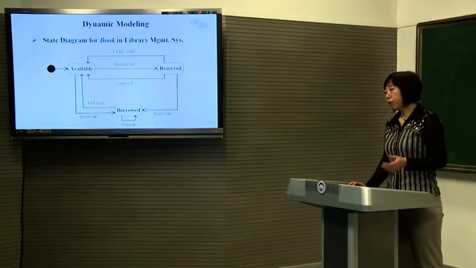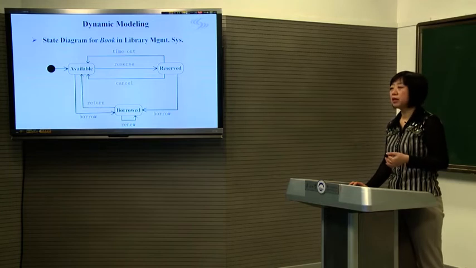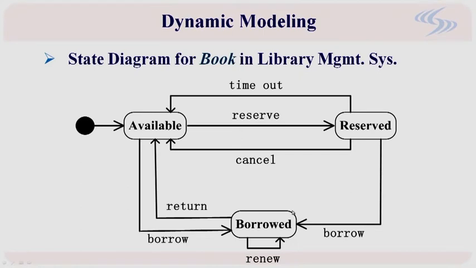If the borrower borrowed the book reserved by himself, the book state changed from reserved to borrowed. This is the state diagram for a book in a library management system. Okay, it's really quite easy to understand.